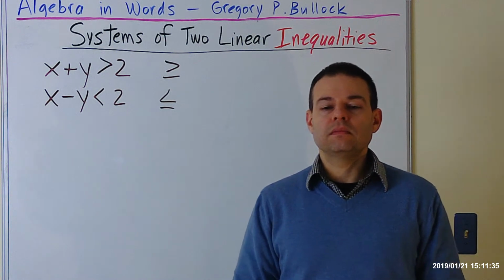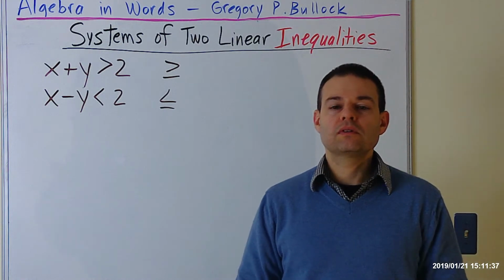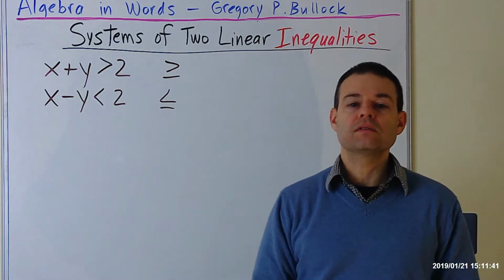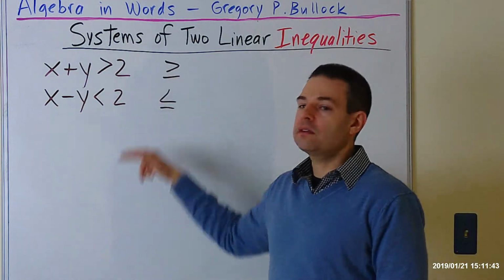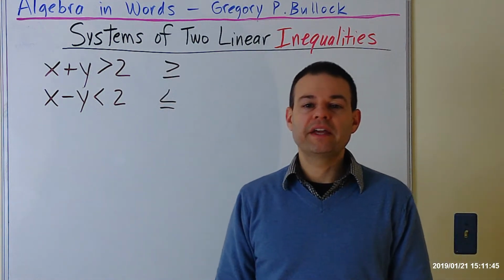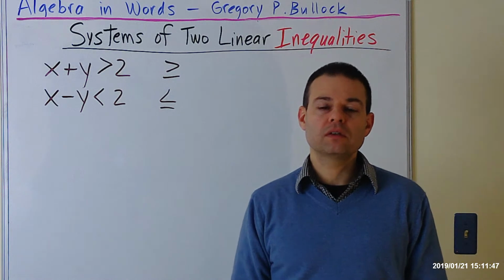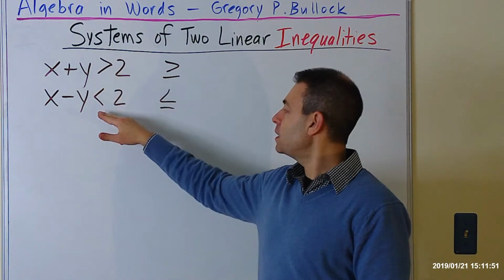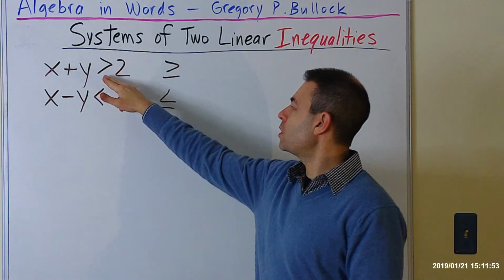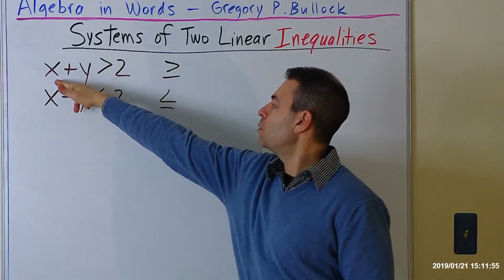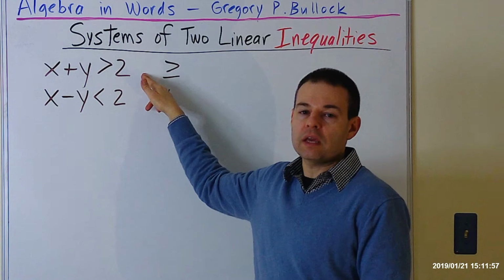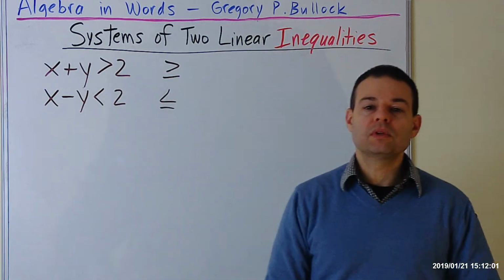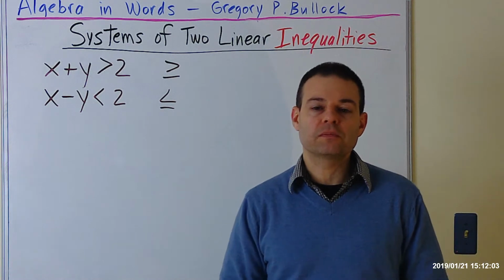Now, the first thing that you want to do for solving a system of two linear inequalities is take the original inequalities and convert them into equations. What does that mean? Simple. It means taking the inequality symbols and switching them with equal signs. So what was originally an inequality statement becomes an equation.